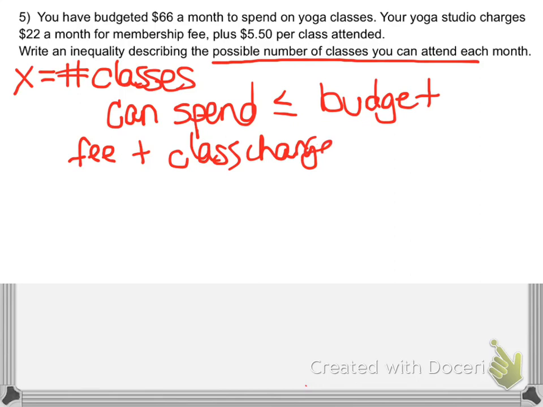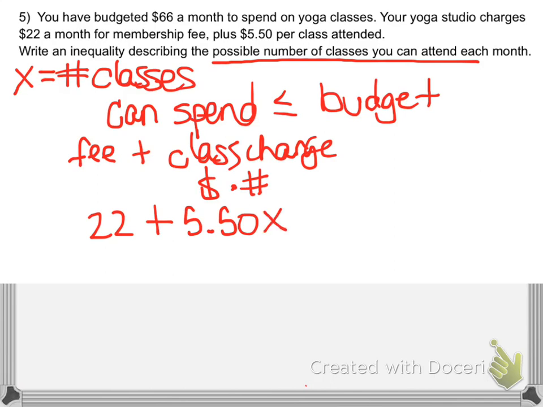And the class charge, again, is the price per class times the number of classes. So this would be a verbal model. Our monthly fee now is $22 plus it's $5.50 per class times the number of classes, where X is the number of classes. And this has to be less than or equal to my budget of $66.